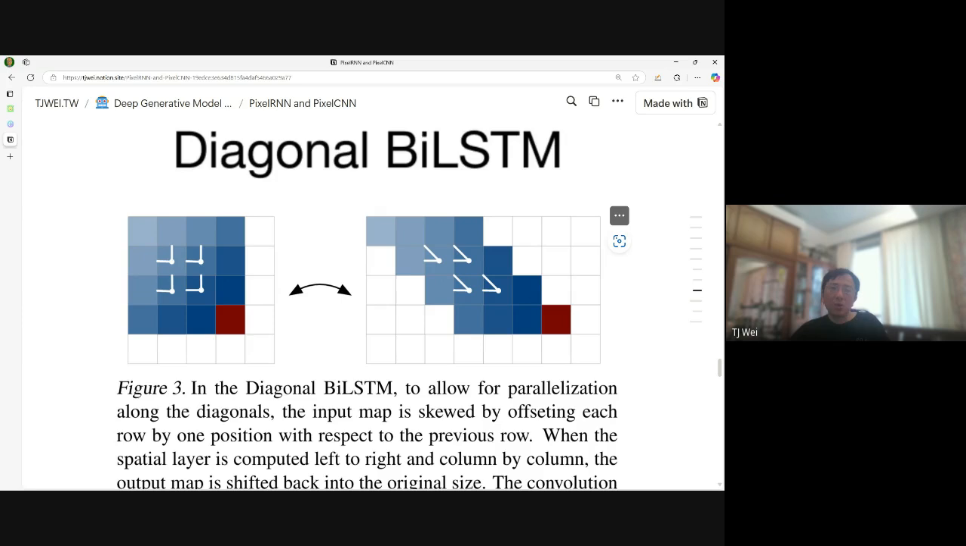So in order to make it more elegant and more efficient, this is our final goal, to have this kind of dependency, like a context. We're trying to use diagonal BiLSTM as our tool to implement this intuition.